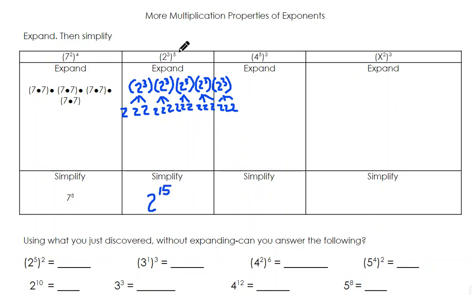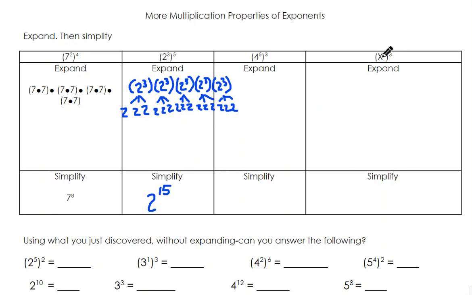So when you see a power raised to a power, so you have an exponent raised to another exponent, that exponent's just telling you how many times they want you to do that, right? So 2 to the 3rd, they want you to do it 5 times. So 2 to the 3rd times itself 5 times, right? So that means we have a lot of 2's, okay?